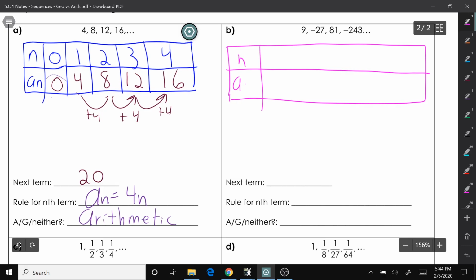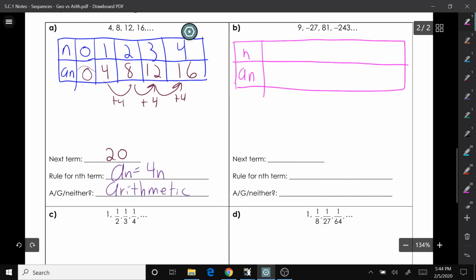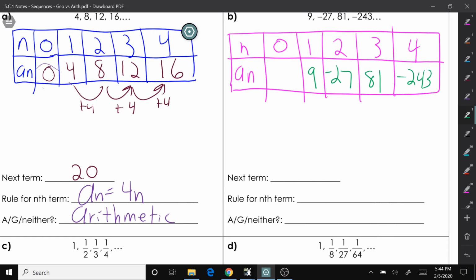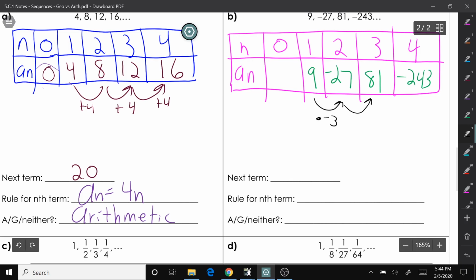So n, a(n), we have 0, 1, 2, 3, 4. So the first term's 9, then negative 27, positive 81, negative 243. So I'm looking at what's going on here, and we are multiplying by 3, but also the numbers are changing from positive to negative, and then negative to positive. So our rule is we're multiplying by negative 3 each time.